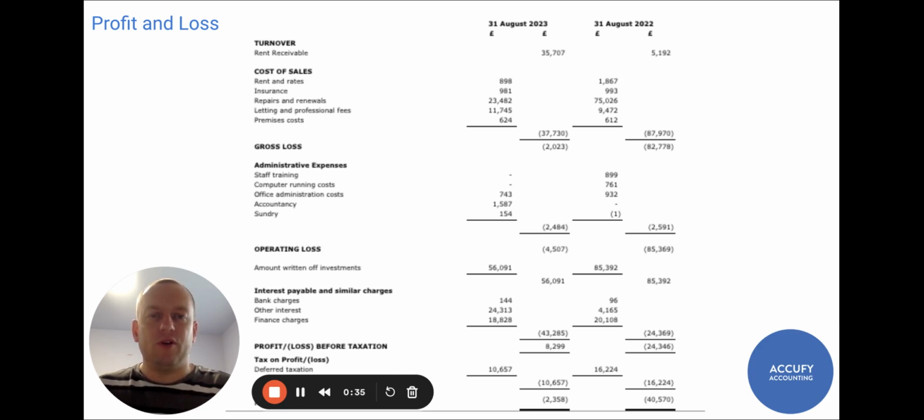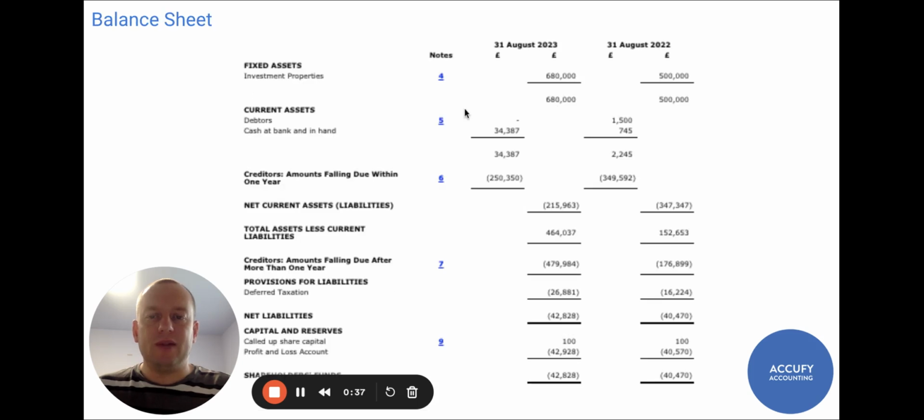Okay, so that's profit and loss. Let's move on to the balance sheet. So very simply then, a balance sheet shows what the company owns and what the company owes.